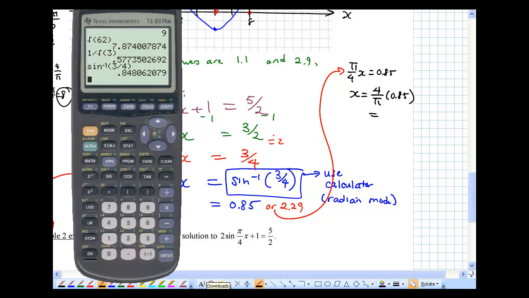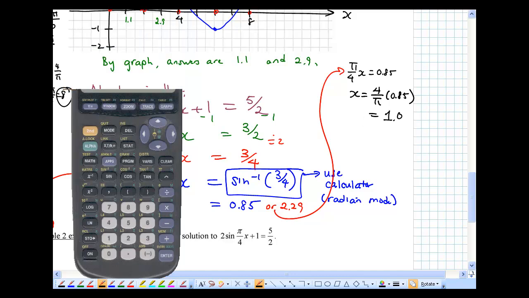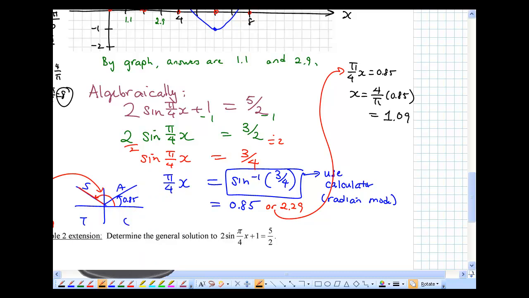I'm going to use my calculator for that. 4 divided by pi times 0.85. That's approximately 1.09. And if I were to do that with the other answer as well, the 2.29, then pi over 4x equals 2.29. I'll do the same thing, 4 over pi, 2.29.